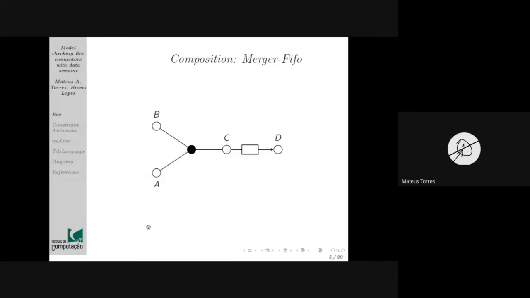As an example, we can connect the basic channels of the canonical connectors, forming a composition, in this case a merger FIFO. The merger connector only accepts data from a node port at a time, rejecting all the data if that condition is not met. And the FIFO connector is an asynchronous channel with a buffer, in this case of capacity 1, that after some time will release the data as input for another node port.